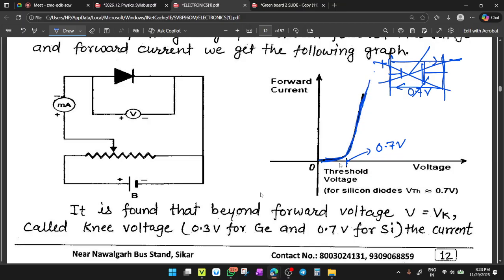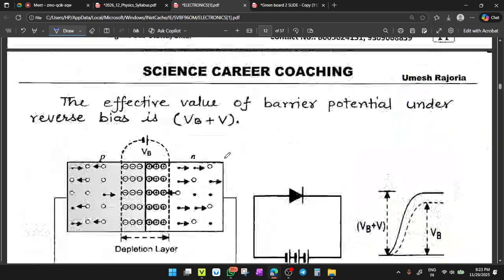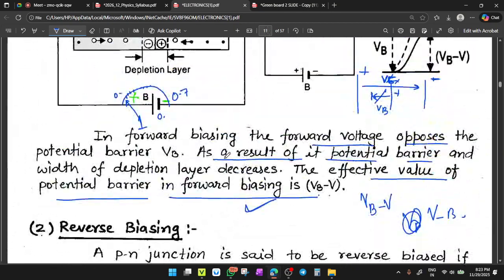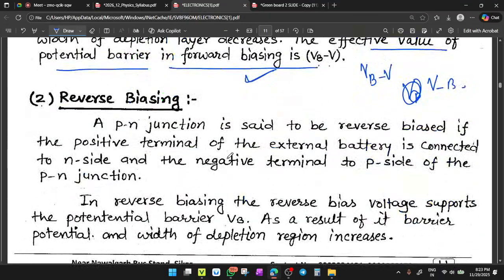So there is a flawless increase of current, and this is called conduction. This offers very low resistance because the current increases very high, so it is a low resistance path. Clear or not clear? This current is called forward current, and these characteristics are called forward characteristics. Clear? Now, talking about the next type of biasing, that is called reverse biasing.